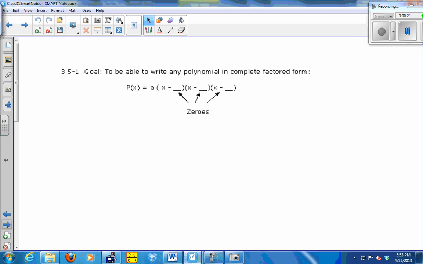So our goal is to be able to write any polynomial in completely factored form. We were doing this in the last lecture, taking our polynomials and writing them in completely factored form. It's just that I rigged all those examples so it would be possible. Now we're going to look at some examples that throw up a little roadblock. Completely factored form means I want all my factors to look like x minus something, and those somethings are the zeros, or the x-intercepts.